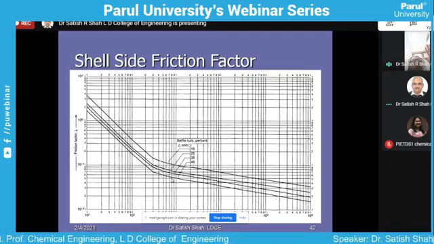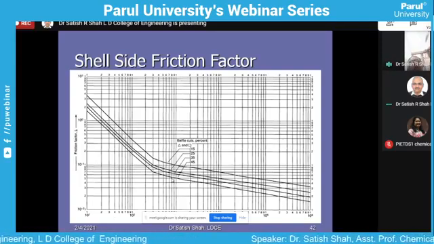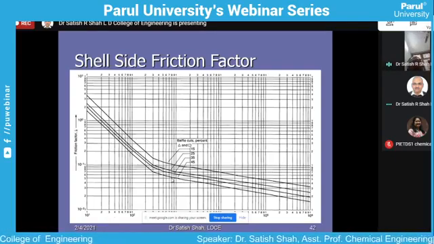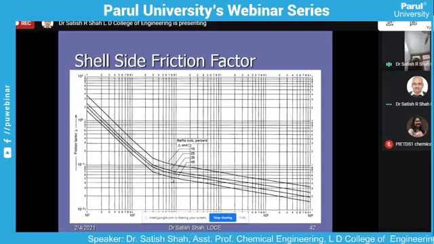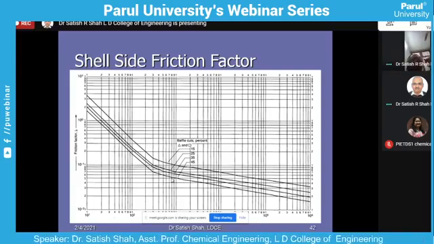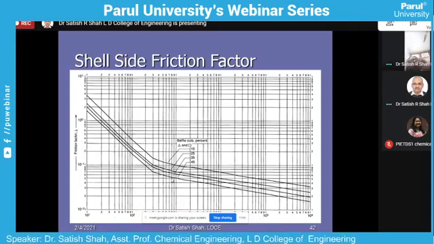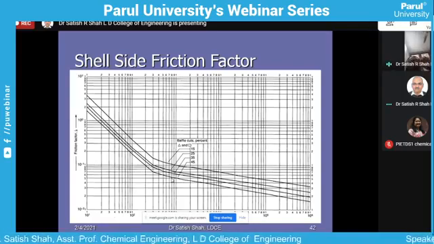Even before that, you calculate Q. Q is equal to m Cp delta T or m into lambda. Then calculate LMTD, that is delta TM. If something is missing, you can make the balance and calculate delta TM. Then you assume the value of U and calculate the area provided. Area is pi DO L into number of tubes. So you assume DO and L and calculate the number of tubes.